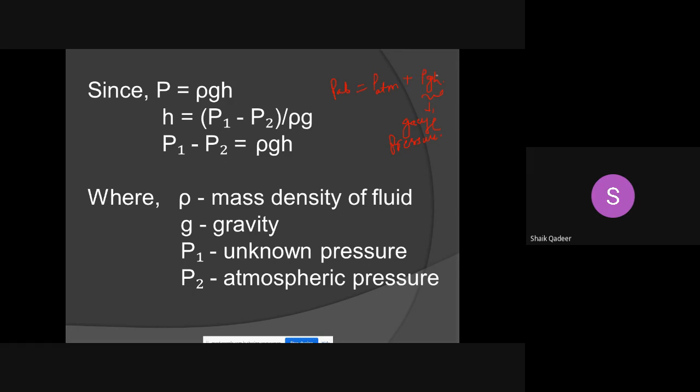Rho G H, where H is given by the gauge. Okay. So absolute pressure will become atmospheric pressure plus the gauge pressure, which is nothing but rho G H. Hope it is clear to everybody.